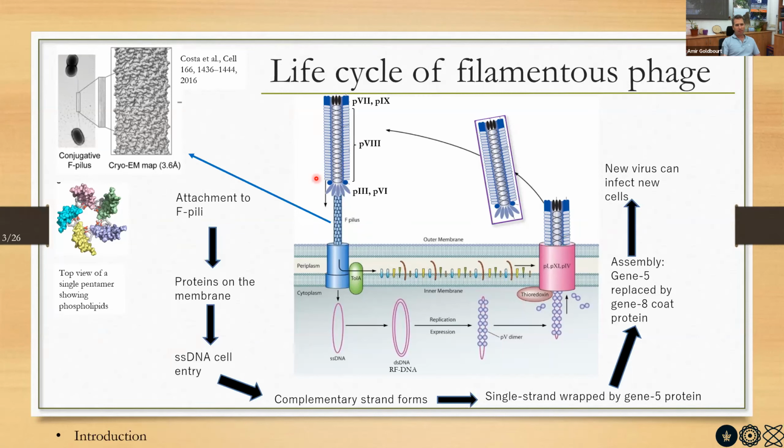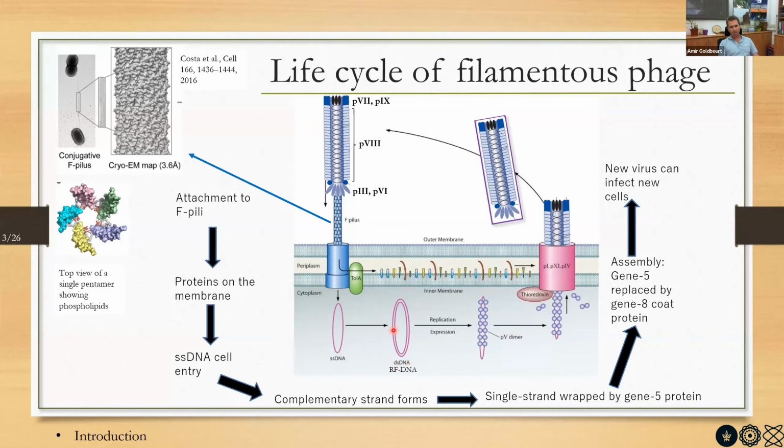But when they infect the cell, they attach to the F pilus, and there was this fantastic cryo-EM map structure of the F pilus protein showing lipids in the interior of this hollow protein oligomer, allowing the DNA to actually be injected, go in, and enter the cell as a single-stranded DNA. This single-stranded DNA is replicated, it becomes a double-stranded DNA, or what we call replicative form DNA. And then expression of the different proteins starts.